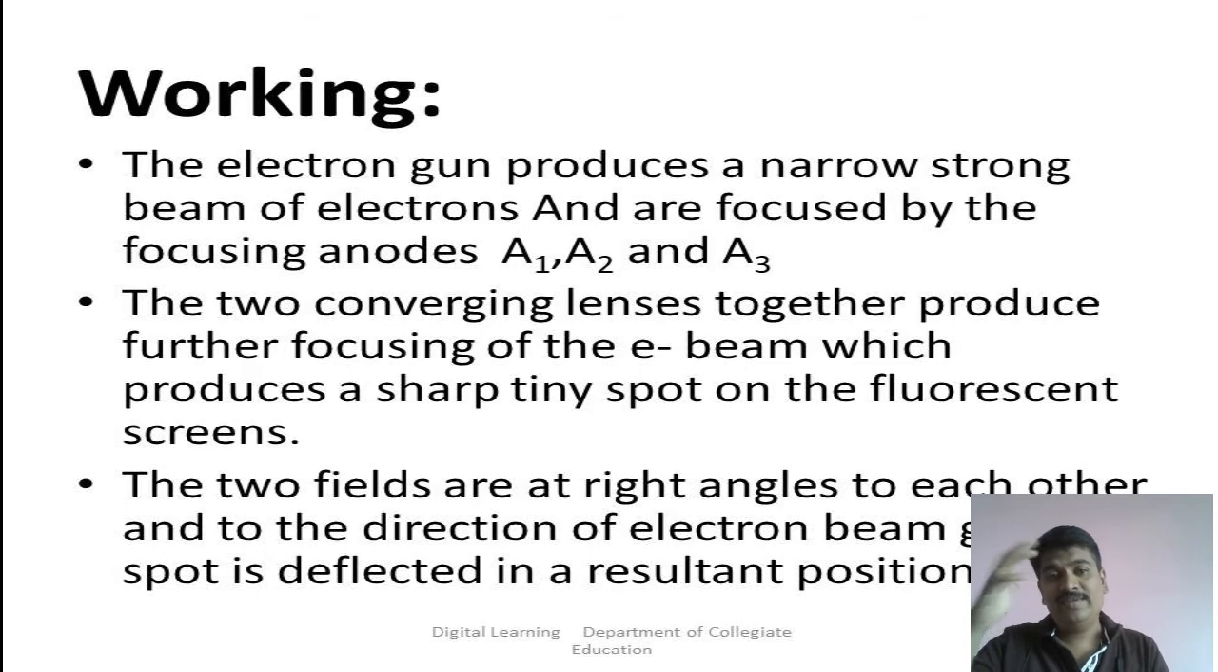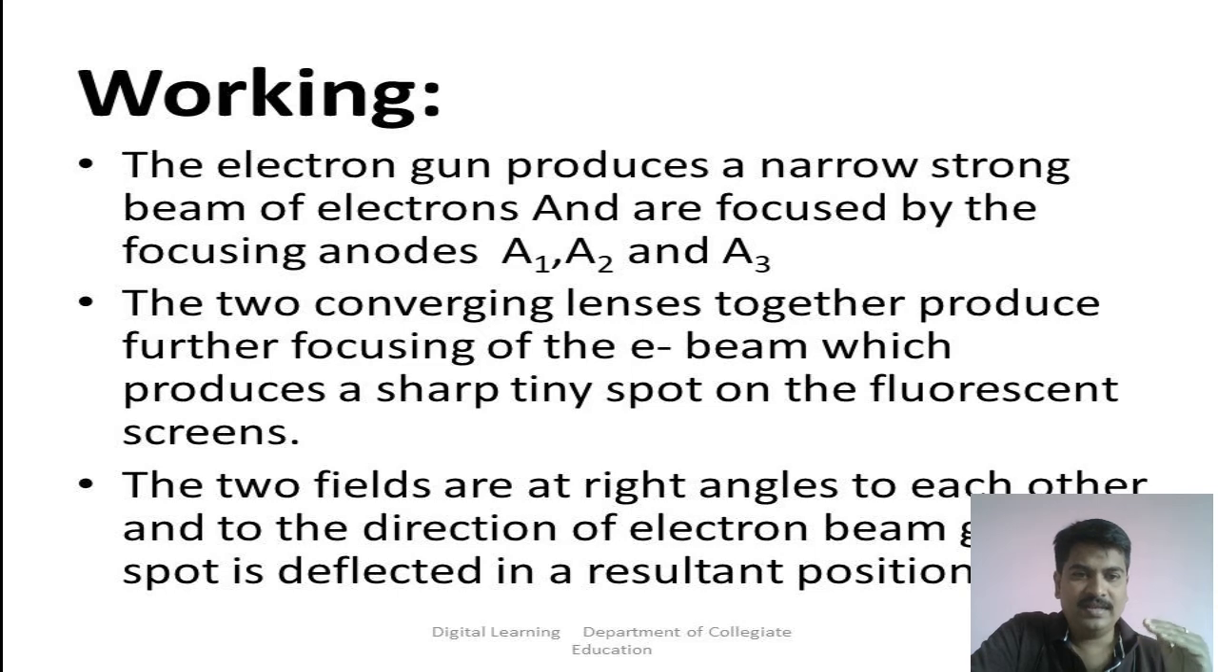Now the working. Some of the workings I have already explained in the construction itself. Formally, we will see the working of this cathode ray oscilloscope. So the electron gun, as I told you, produces a narrow beam of electrons, and this narrow beam of electrons is focused by the focusing anodes A1, A2, A3 along with the control cathode. The two converging lenses together will produce a further focusing of the electron beam, and a sharp spot is produced on the fluorescent screen.